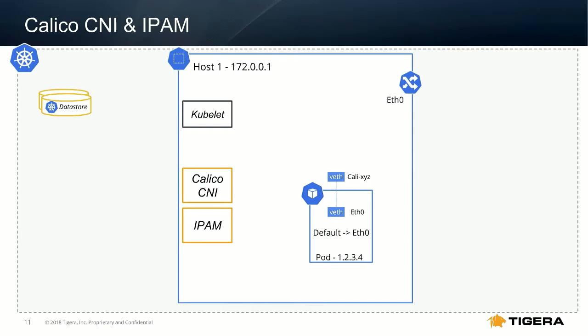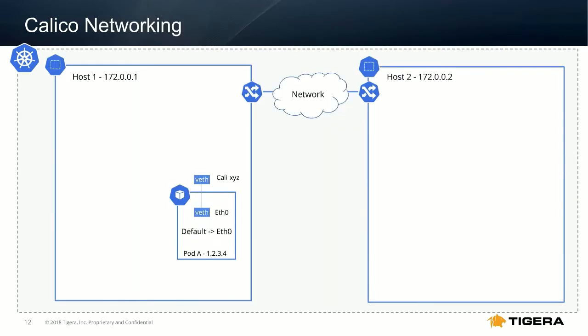The way it does that is, when you have a virtual Ethernet that connects the pod into the host networking namespace, an IP address gets assigned by Calico IPAM, and it writes that workload ID to the data store, which happens to be either Kubernetes or a standalone key value store like etcd. And then we need to get that pod connected to the rest of the network so that it can communicate with pods running on other worker nodes.